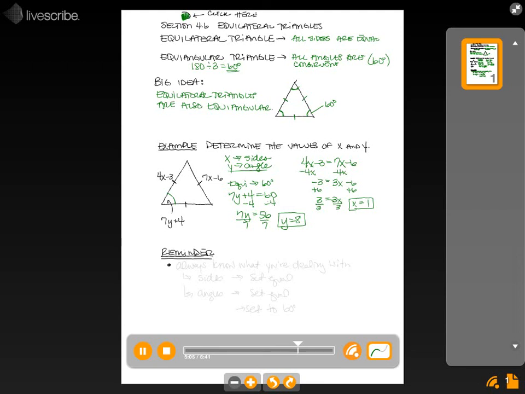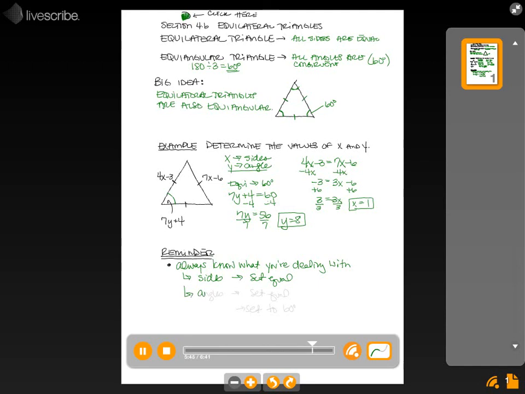All right, now that's an example that combines both the sides and the angles, and that's what your homework will be like. You'll have several of those questions on your homework. So as a reminder, a couple reminders here. Always know what you're dealing with. Okay, that's the big idea. If it's an equilateral triangle, sides, they get set equal. Okay, so you have to identify what the expressions are, what they're labeling. If they're the sides, you can set them equal.